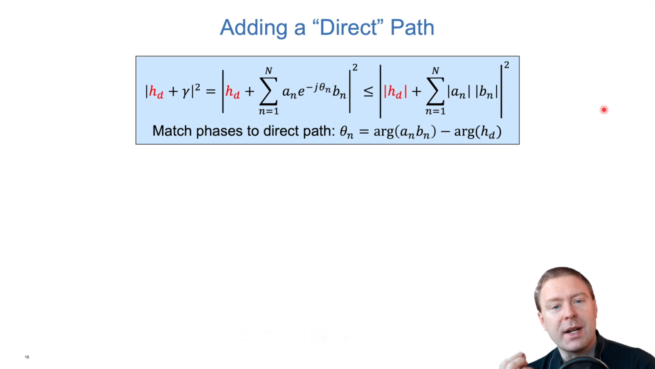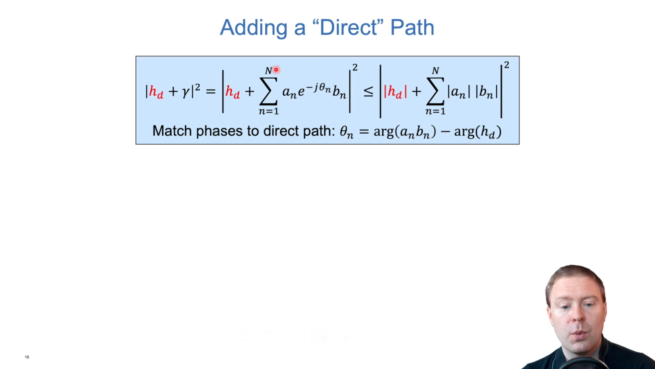If we now add a direct path, what will happen? A path that goes directly between the transmitter and the receiver without involving the IRS. Well, in our expression, we should then add a complex scalar. Let's call it HD here to gamma. And we have HD added here. And what should we do then? Well, we still would like all of these terms here to have the same phase. So we can reach an upper bound where we're just summing up the absolute values of all of the terms here.